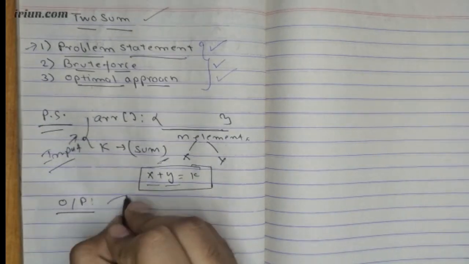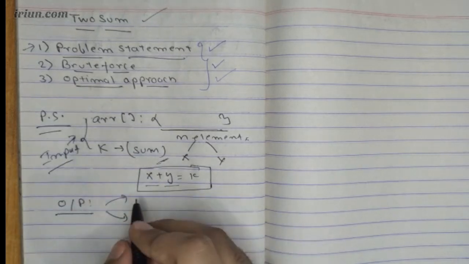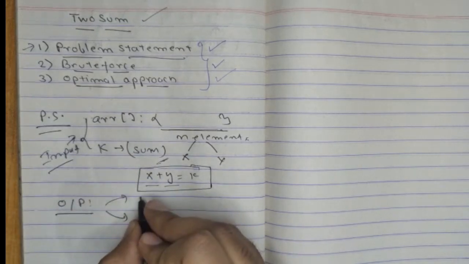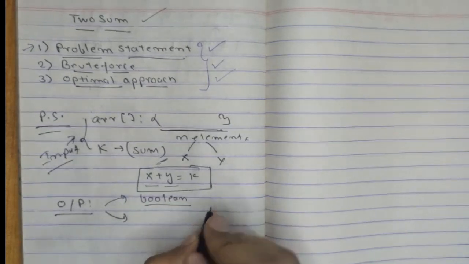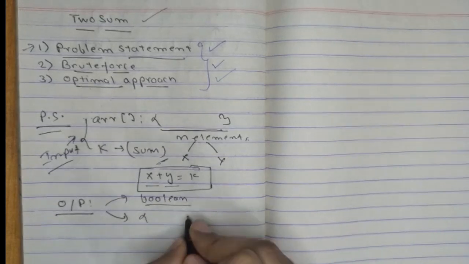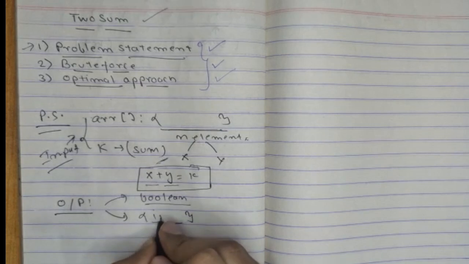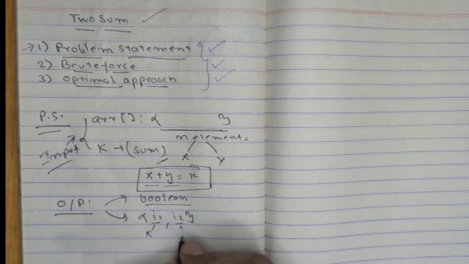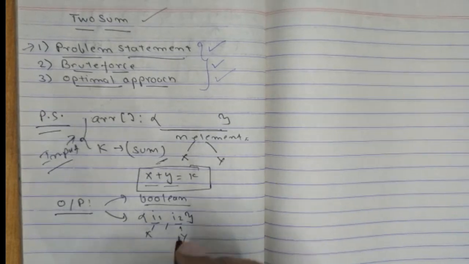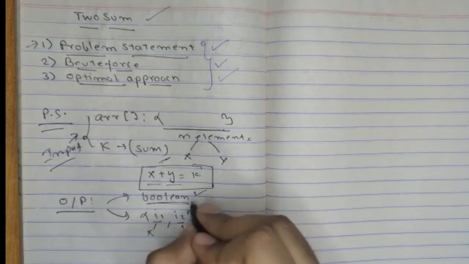So there can be two types of output. This problem can be further divided into two categories. First, where you will be asked to return simply a boolean value, true or false, and second, where you will be asked to return a pair of indexes. We will represent it as I1 and I2. This is the index of x and this is the index of y. First we will discuss the category where you have to return the boolean value.